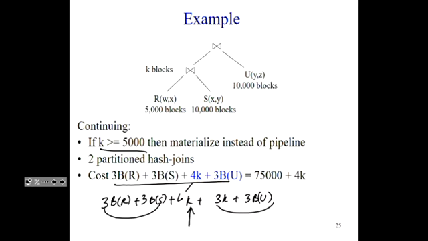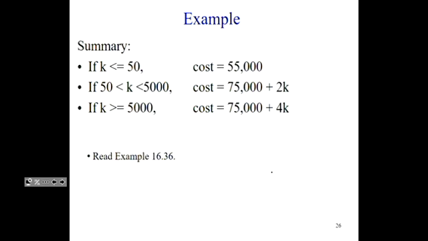Okay, so the overall recipe, depending on the intermediate number of tuples, is if it is less than 50, then you're essentially doing a two-pass partition hash join for the first one and a one-pass partition hash join for the second. If you are between 50 and 5000, then you're doing a two-pass partition hash join for the first, and let's say a 1.5-pass partition hash join for the second. And if it's greater than 5000, then you are doing a two-pass partition hash join, materialize, and then a two-pass partition hash join. Okay, so that's that.